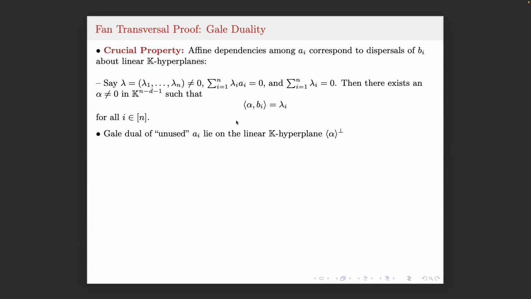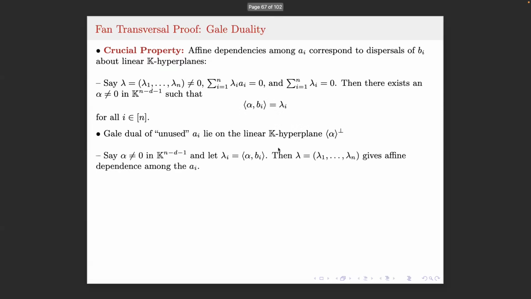So what that means in particular is that if we look at any of the lambda i's that are 0, so those are coming from what I'm going to call unused a_i, they wind up on this linear k hyperplane. And then how the b_i's are dispersed about that linear hyperplane is given by this. It's just completely given by the coefficients.